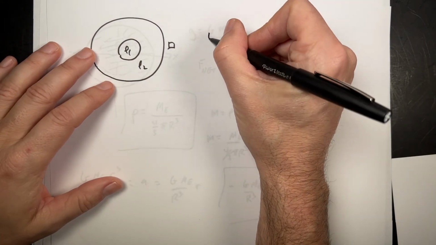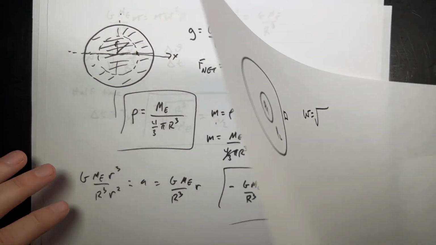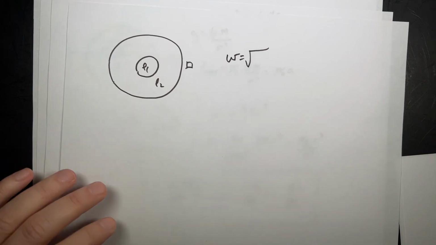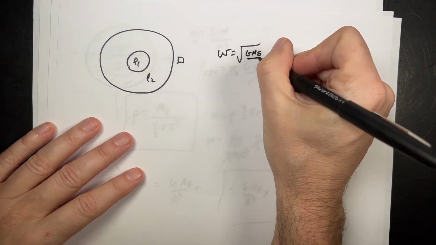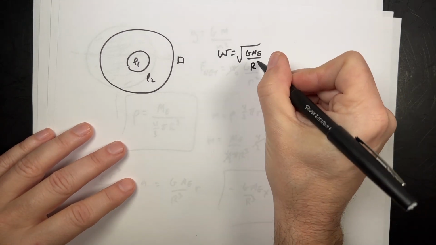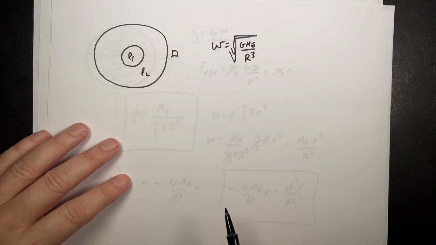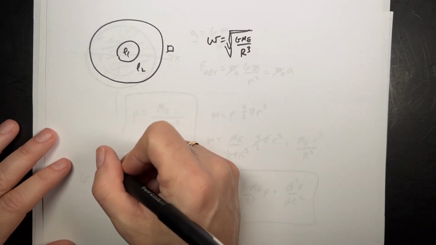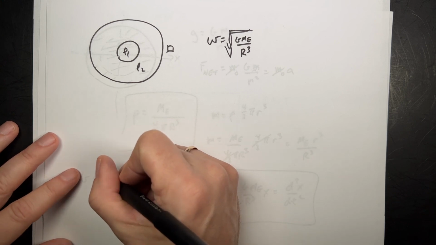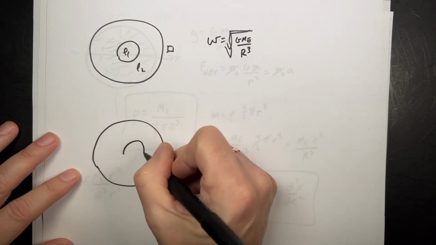So I still have omega is the square root of, what was it? G mass of the Earth over the radius of the Earth cubed. That's still the same, right? It doesn't matter. Now, what if I'm falling through the Earth? Well, now I'm going to have a different calculation for lowercase g.